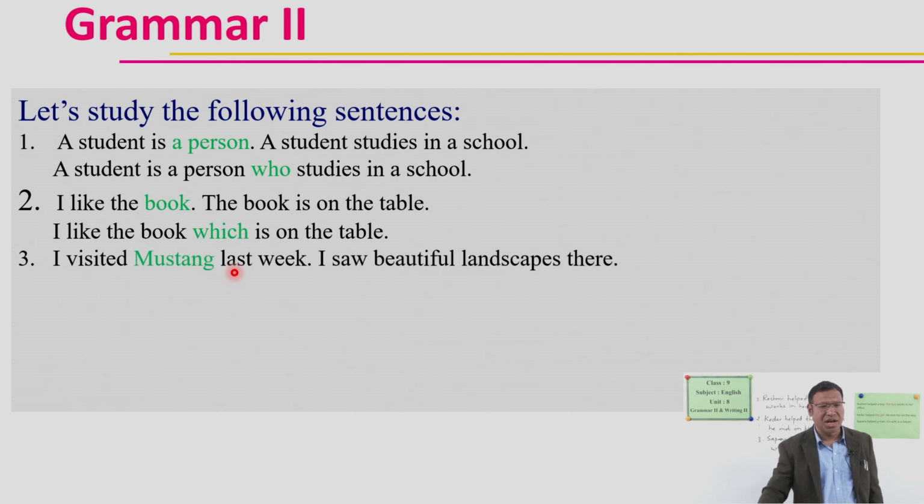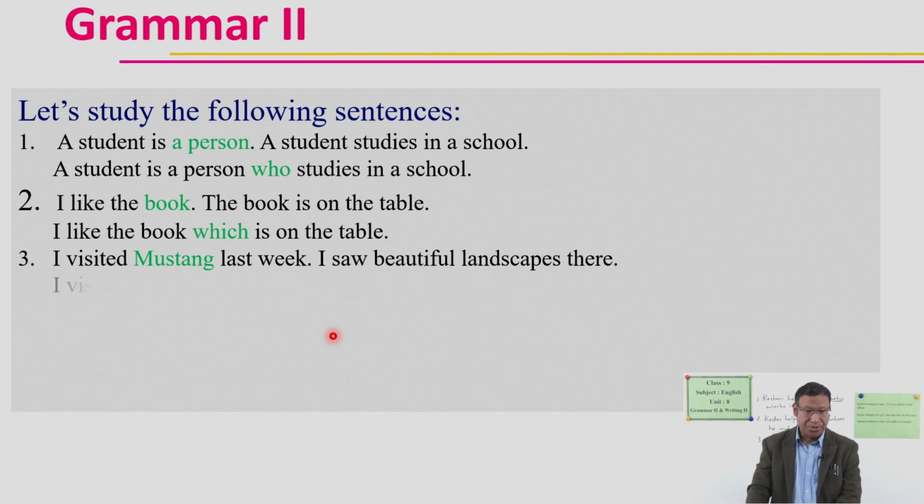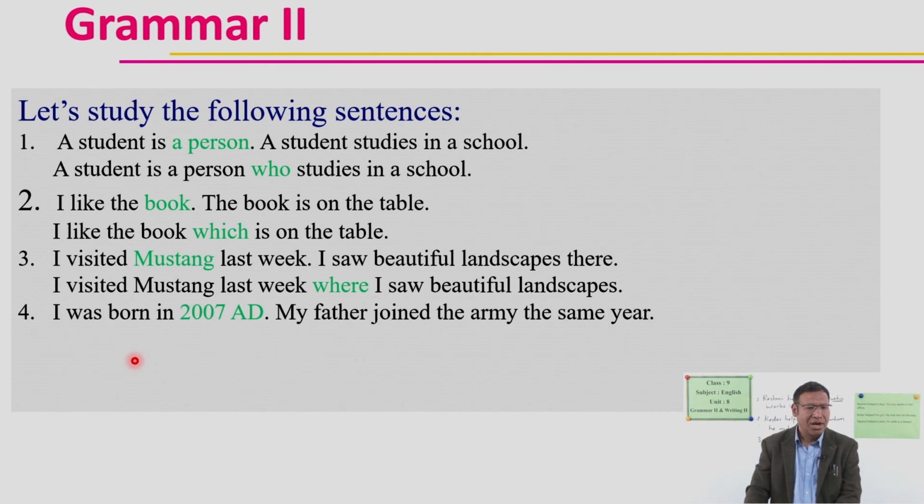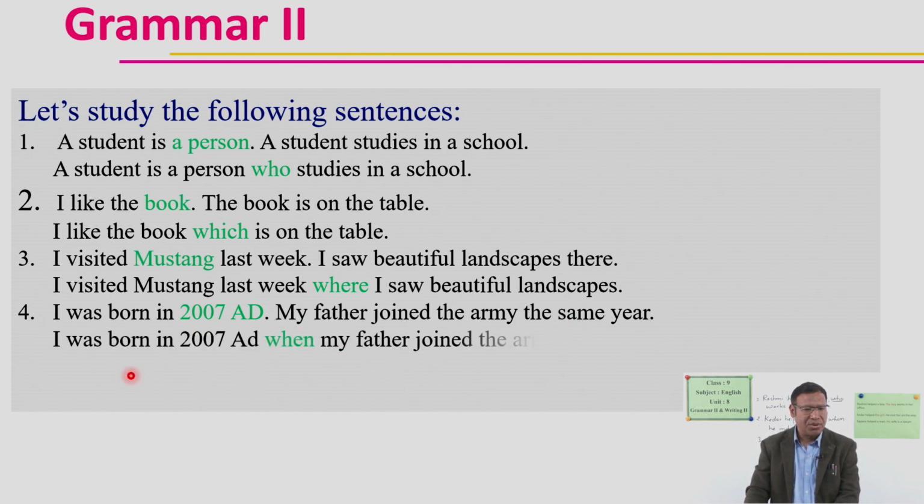I visited Mustang last week. I saw beautiful landscape there. So you can say: I visited Mustang last week, where I saw beautiful landscape. Mustang is a place, so "where". Similarly, I was born in 2007 AD. My father joined the army the same year. So: I was born in 2007 AD when my father joined the army. 2007 is a time, so "when".